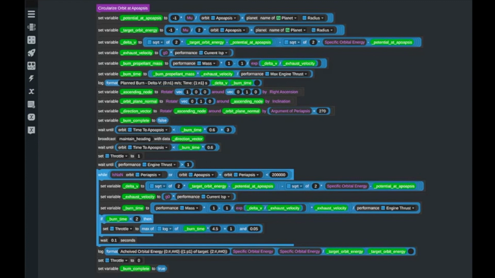Each of the purple symbols here is a reference to a custom expression. Some, like mu and specific orbital energy, don't take any input, they just compute a value. Others, like exp, take an input and use it to compute something. In this case, the input is the exponent to which the constant e is raised.